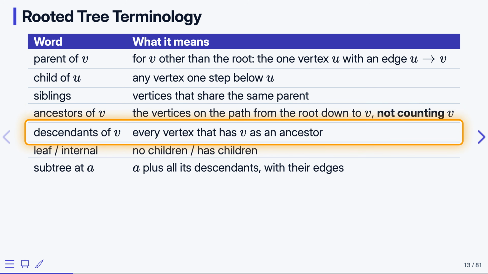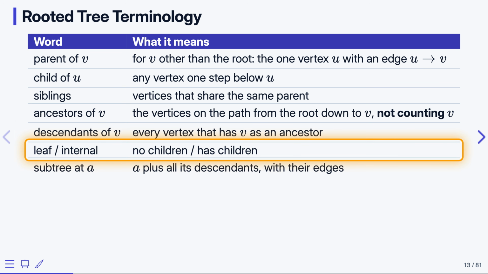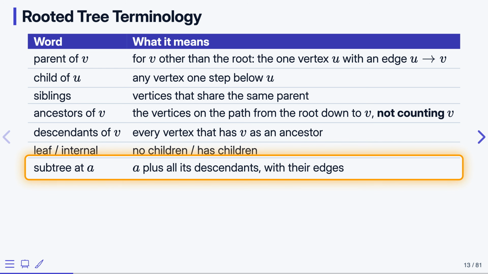The descendants of a dot are everything hanging below it. A dot with no children is a leaf, the end of a branch. A dot that does have children is called an internal vertex. And the subtree at a dot is that dot plus everything below it, read as its own small tree. We will use all of these words again and again.